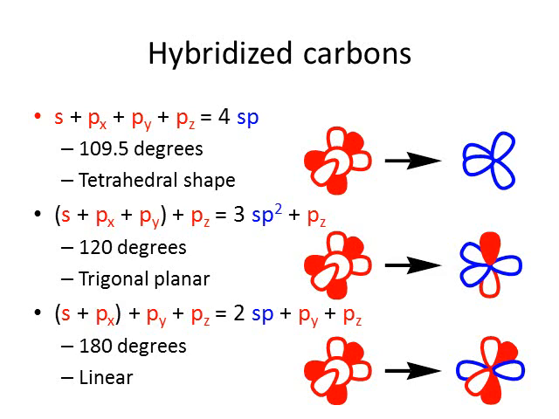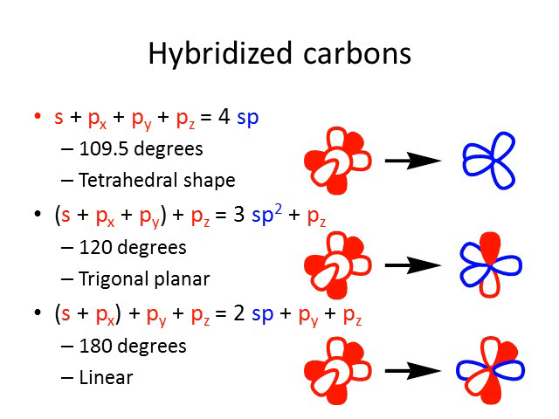If I combine 4 orbitals from a carbon, an s, a p, a p, and a p, I'm going to make 4 new orbitals. This should say sp3 on it. There should be a 3 here. I apologize for that. I'll try and remember to fix that. And those turn out to be 109.5 degrees, a tetrahedral shape, exactly what valence shell electron pair repulsion tells us that we get when we've got 4 bonds.